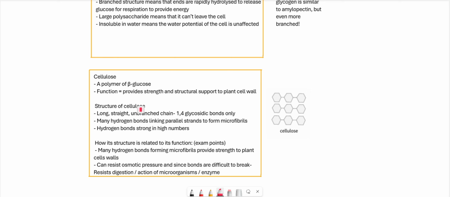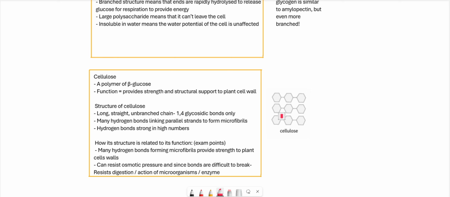Now, you might have heard of cellulose at GCSE biology, which involved naming the parts of organelles for plants and the uses of the cell wall and what it contains. The structure of cellulose can be presented through this diagram that I found online. It's a long, straight, and unbranched chain. It has 1,4 glycosidic bonds only. It has many hydrogen bonds linking parallel strands to form microfibrils.